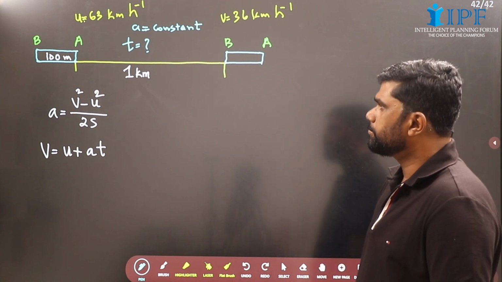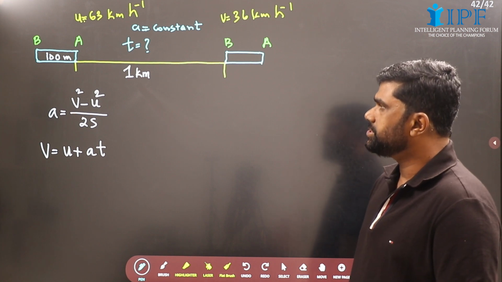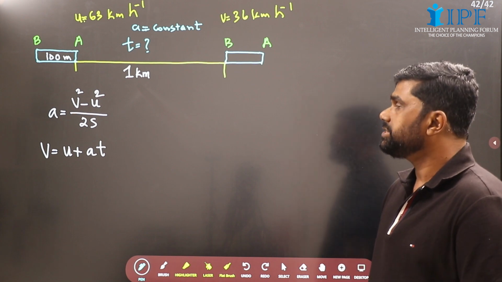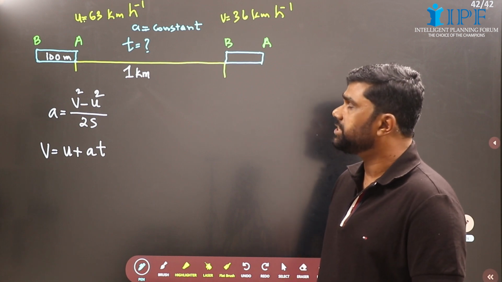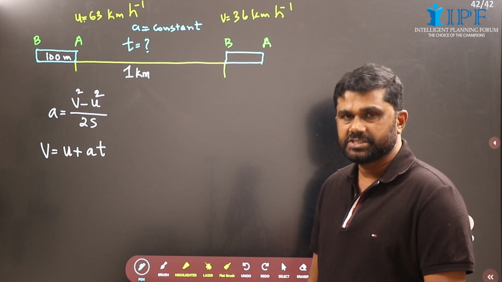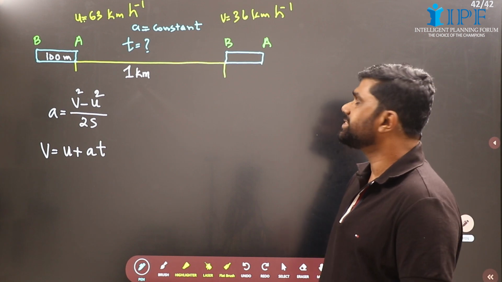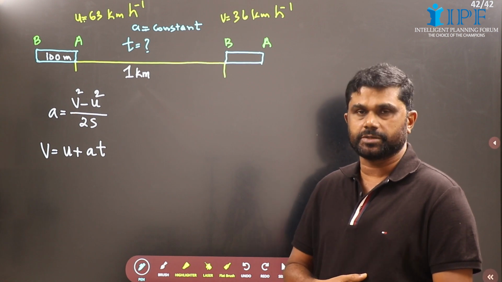See, I will give you yet another wonderful example before I conclude. A train of length 100 meter is running with a constant deceleration. It enters a bridge of length 1 kilometer with a speed of 63 km per hour, decelerates uniformly and leaves the bridge with a speed of 36 km per hour. What is the time taken by the train to cross the bridge?